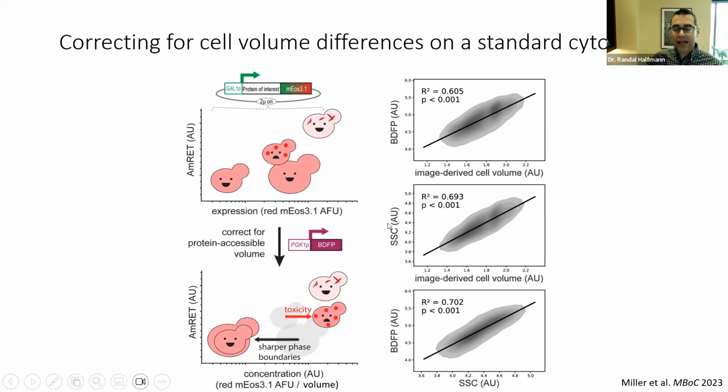And side scatter depends on the nature of the cell, right? If it's neutrophils, for example, it's not going to have the same side scatter or the same relationship of side scatter to volume as other cells. So this is a way to get around that.